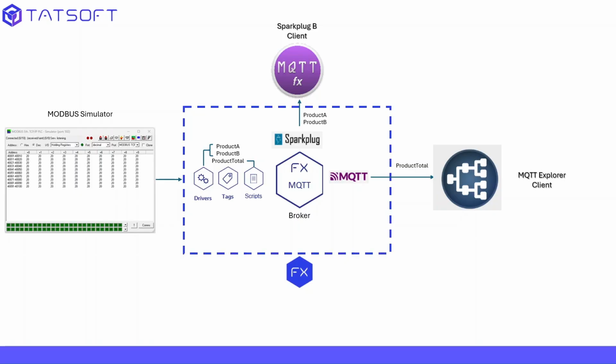I'm going to publish product A and product B to the FrameworX broker, which will communicate to a Sparkplug B client called MQTT-FX. Then we're going to publish the product total to the broker, and it's going to communicate to another client called MQTT Explorer, which is only MQTT compliant, and it is going to subscribe to product total.